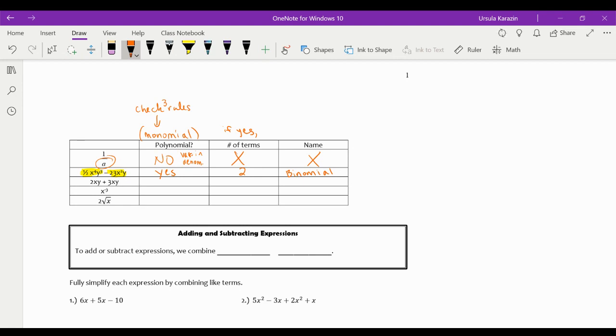All right, the next one, the 3 rules. No variable under the radical, no variable in the denominator, and no variable with a negative exponent. So it is a polynomial. How many terms, though? Ooh, careful, guys.